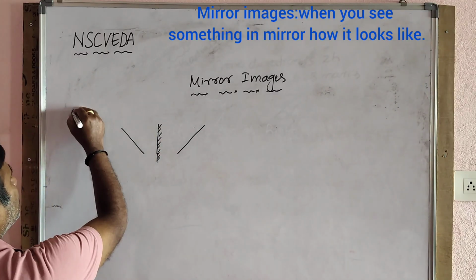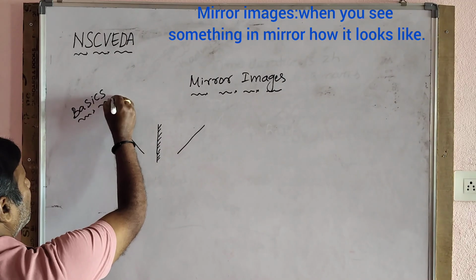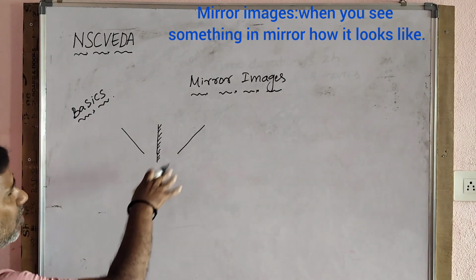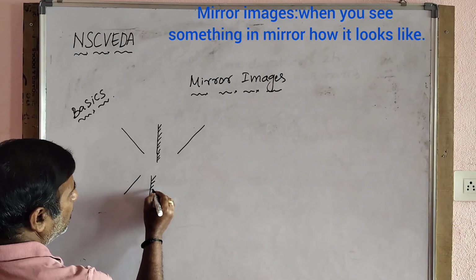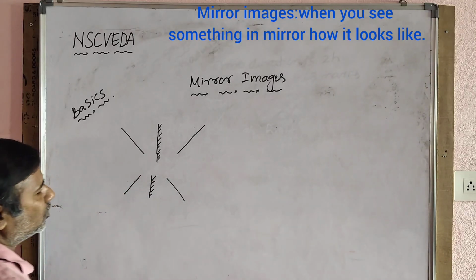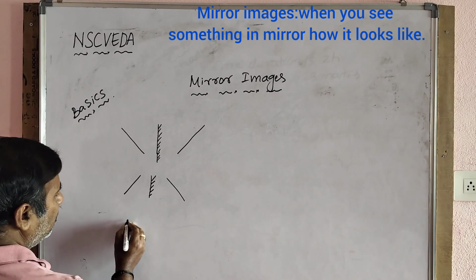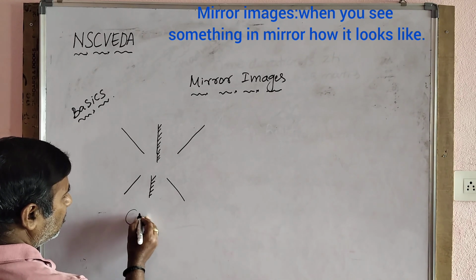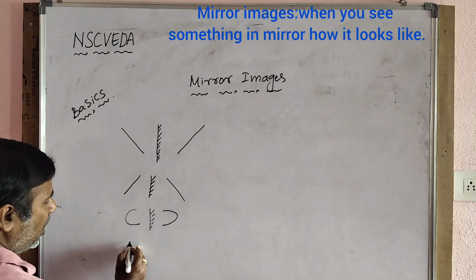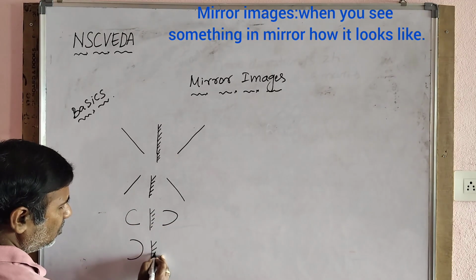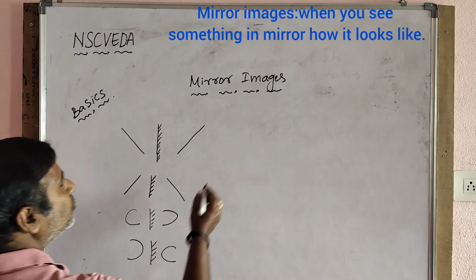These are some basics. First understand these basics, and after that we will jump into the questions. Left slanting will be seen as right slanting, and right slanting will be seen as left slanting. Next, for example, a C curve. C curve will be seen as D curve, and D curve will be seen as C curve in the mirror.